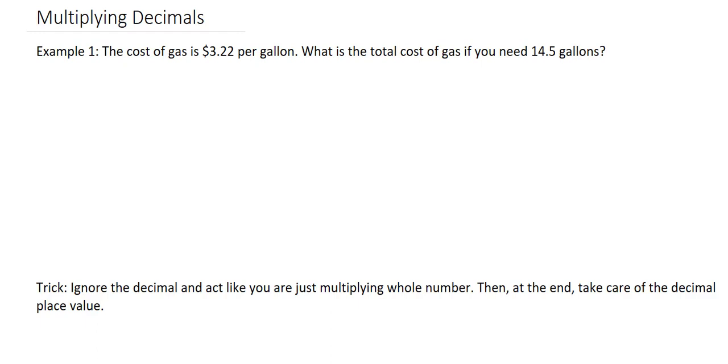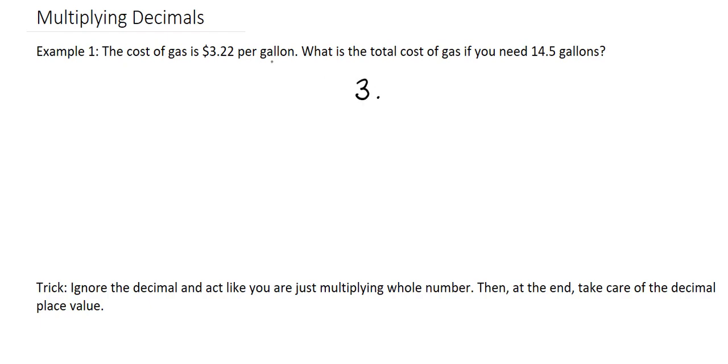Multiplying decimals, example 1. The cost of gas is $3.22 per gallon. What is the total cost of gas if you need 14.5 gallons? It's pretty much like the last video in terms of multiplying whole numbers, except now we have decimals. Our trick is to ignore the decimal and act like we're just multiplying whole numbers, and then at the end we'll take care of the decimal place value.